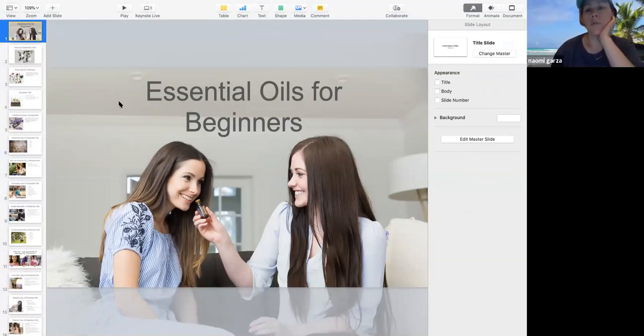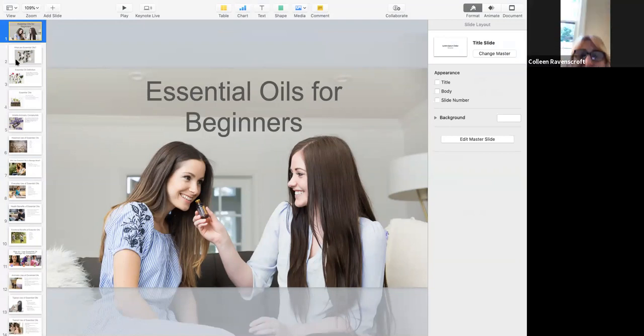And we'll just do this pretty basic. This is your basic essential oils for beginners, so you guys get an idea what to do with the oils. And then the good news for you at the end.